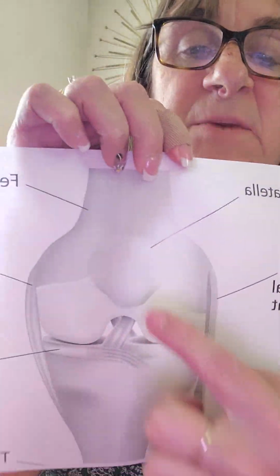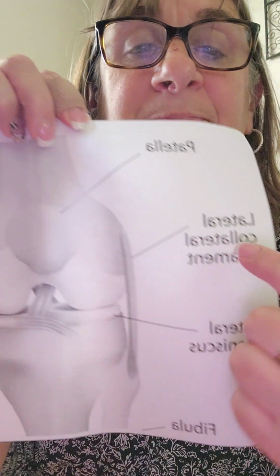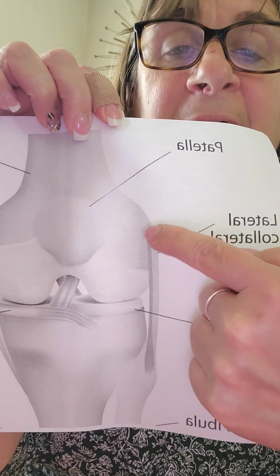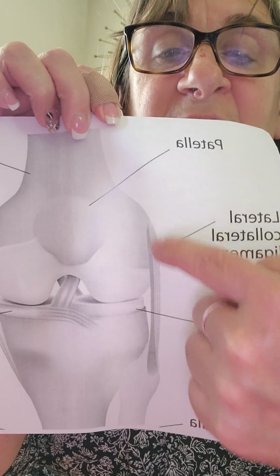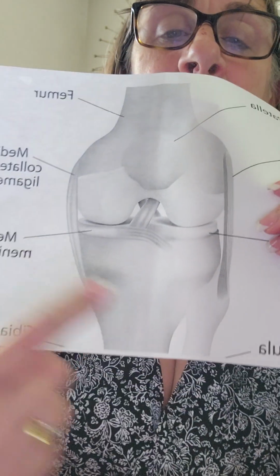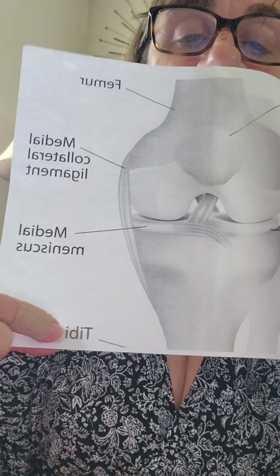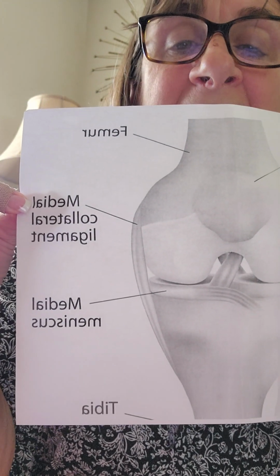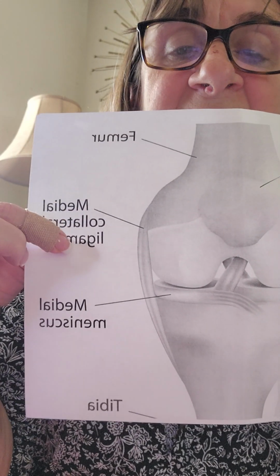Real quick, before we go, I'm just going to show you where the ACL and the PCL are. So here's the patella again, the kneecap, and the lateral collateral ligament right here. See, it goes from the fibula to the femur. This is the fibula. This is the tibia right here. Medial meniscus, medial collateral ligament, MCL.